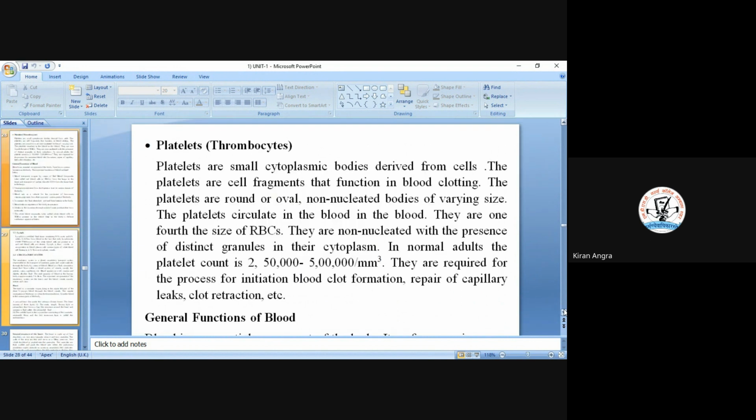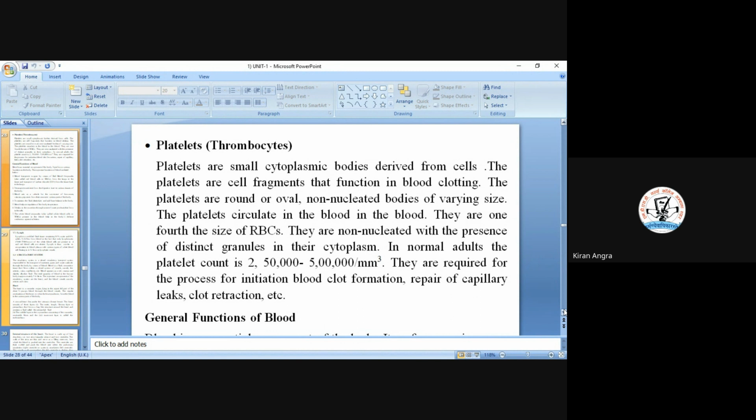The third type is platelets. Platelets are small cytoplasmic bodies derived from cells. They are cell fragments whose function is blood clotting. The platelets are round or oval, they don't have a nucleus, and they are of various sizes. They circulate in the blood and are one fourth the size of the RBCs.